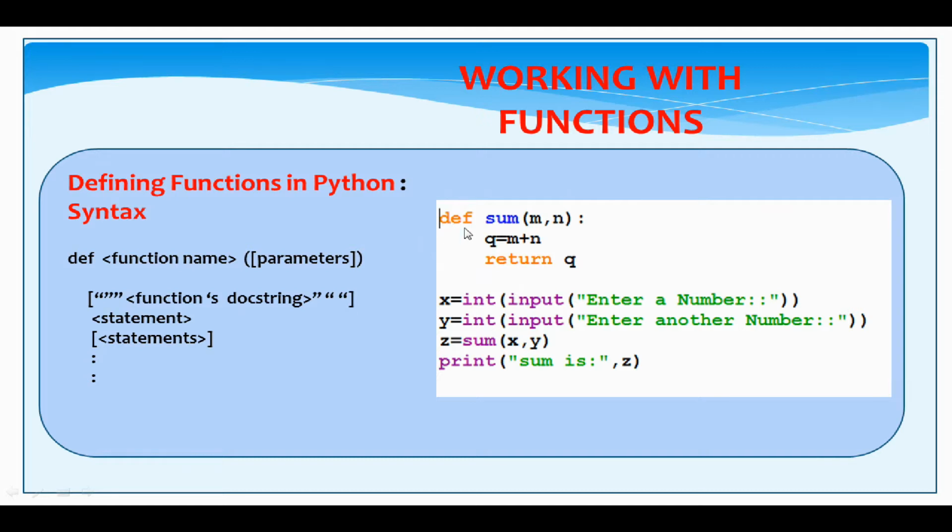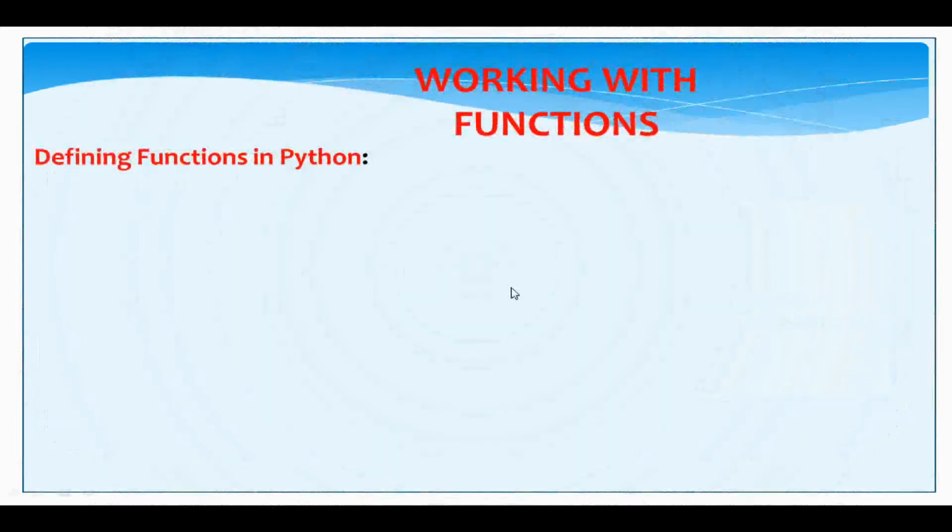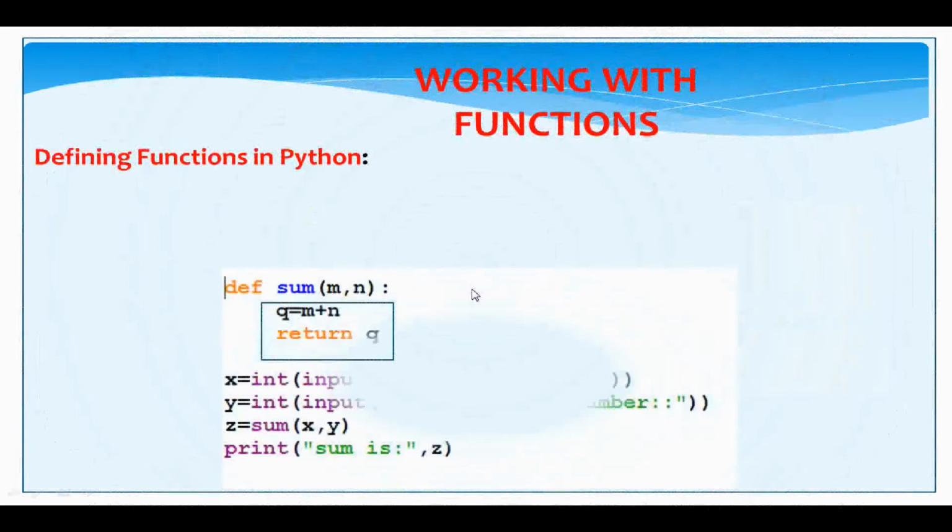In this, the def keyword is used while creating the function. Sum is the name of the function, m and n are the input values given to the function, and this is the body of the function. The return statement is going to return the value q which is calculated by this function. Let me show you all these details in the next slide.